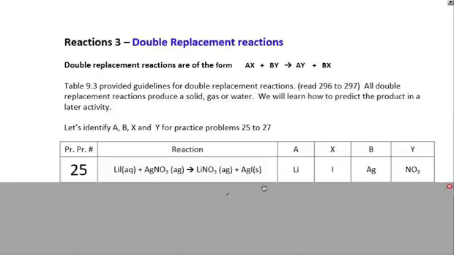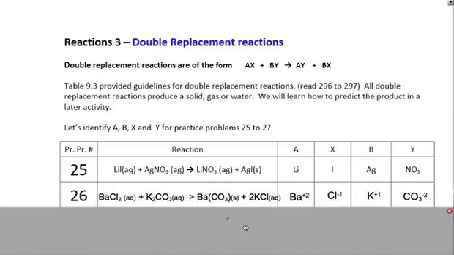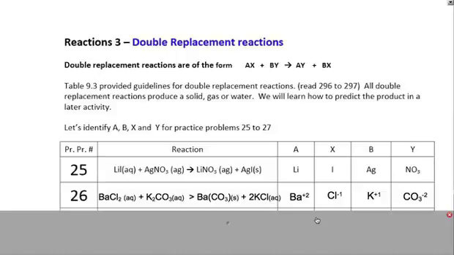The second one is number 26, and that has aqueous barium chloride and aqueous potassium carbonate react to produce solid barium carbonate and aqueous potassium chloride. And so you should try going through that, but here's the answer. It says barium chloride plus potassium carbonate react to form barium carbonate and potassium chloride. And when you write up the skeleton, you have to have 2 chlorines for each barium and 2 potassium for each carbonate because they don't have the same magnitude on their charge.